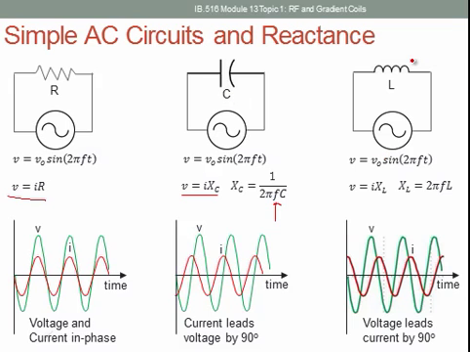Now if we have an inductor, we still have V equals IR in our circuit, where our R is now our inductive reactance, which is given by 2 pi FL, indicating that inductive reactance is a function of frequency. And for this circuit, the voltage will lead the current by 90 degrees.